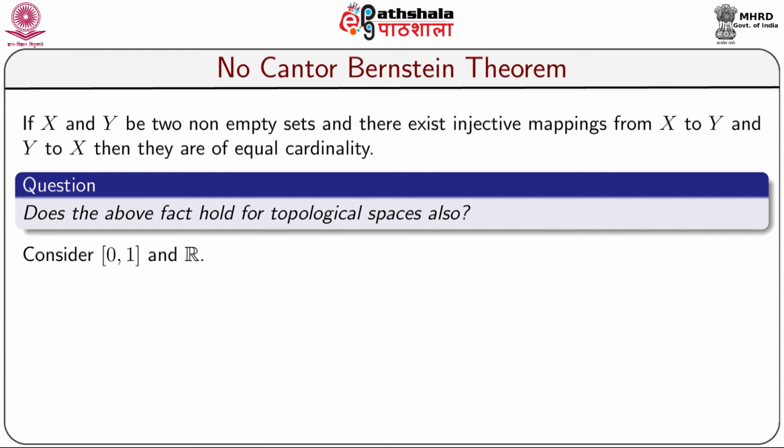For example, we already know that there exists an injective mapping from R to the closed interval [0, 1], and also an injective mapping we can find from the closed interval [0, 1] to R, which is the inclusion mapping, but the closed interval [0, 1] and R are not homeomorphic. With this we end the discussion on homeomorphisms.